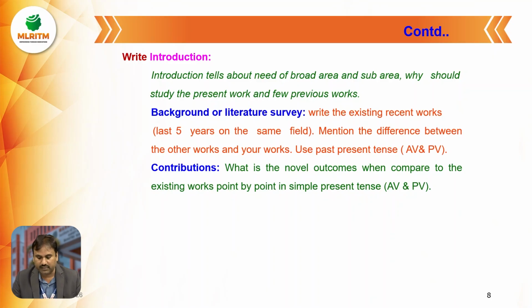So in background, write the existing recent works, that is, of the last 5 years. Already we have downloaded 20 papers. So you need to write about all the investigations or works related to those 20 papers. So mention them here. Mention the difference between the other works and your work, because once you are able to reproduce the existing works, definitely you need to include your own idea. That will be the novelty. So you can mention what is existing and what is the novelty. These differences you must mention in background as well as in contributions.